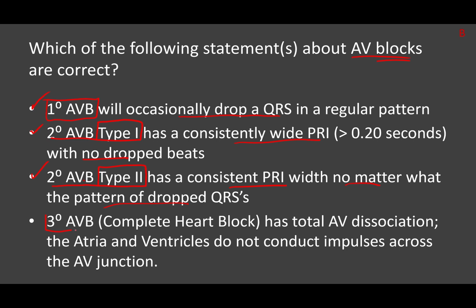Last but not least, third degree AVB has total AV dissociation. That's accurate. Atria and ventricles do not conduct impulses across the AV junction. So on this one, I would say that your third and fourth options, those two are accurate statements.